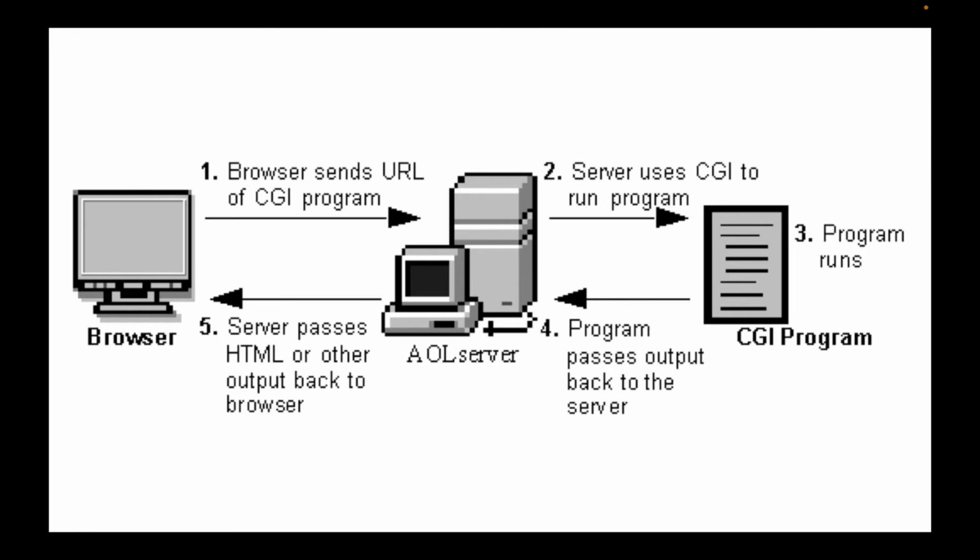So right here, let's look at a diagram and kind of recap. The browser sends the URL of a CGI program. Okay, so this is basically, this is kind of leaving out the DNS part.